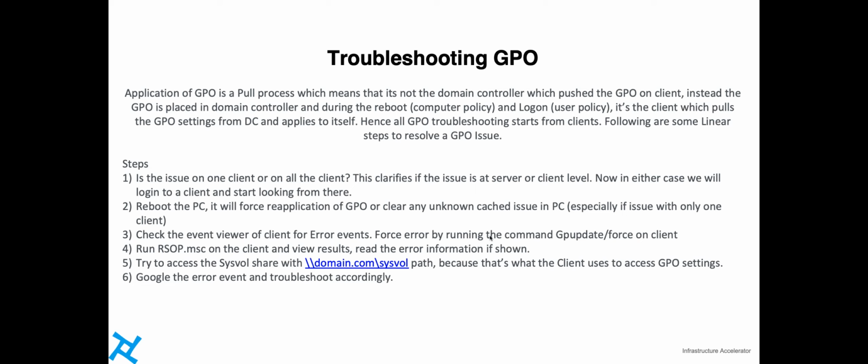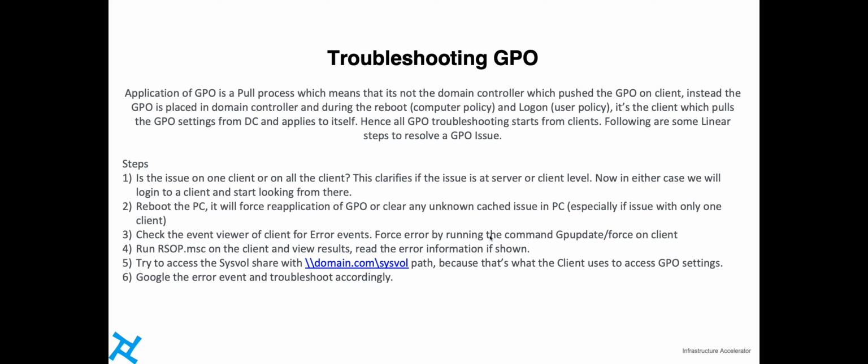Check the event viewer for the error events. Force the update by running the command gpupdate /force. So go to event viewer, look for the group policy related errors, and go to the command prompt and run gpupdate /force on the client. This will immediately force the client to get the group policy from the servers, the domain controllers. And if there is any error in the process, it will get immediately logged into the event viewer.